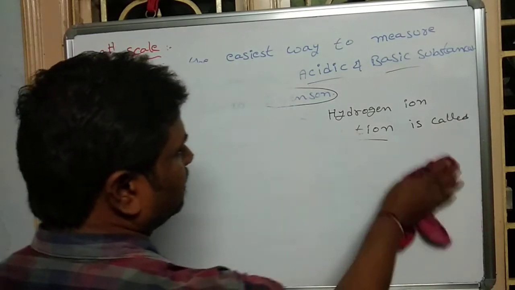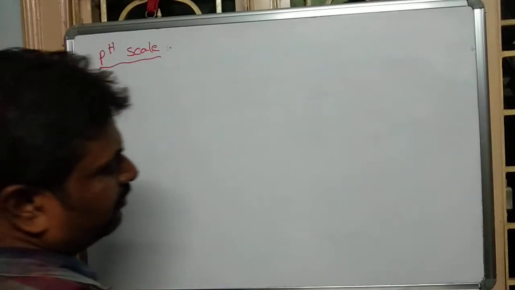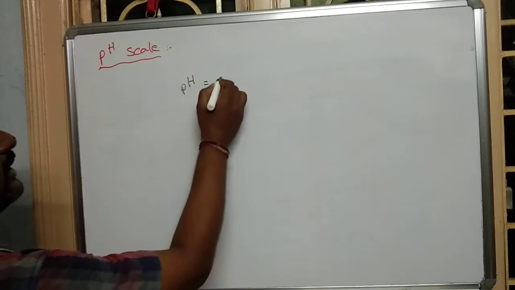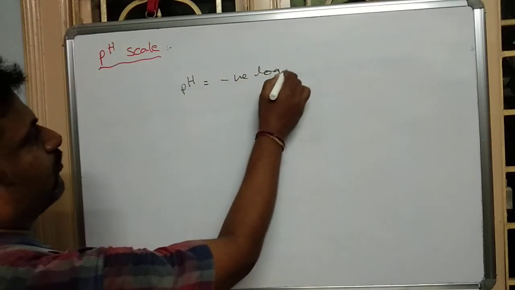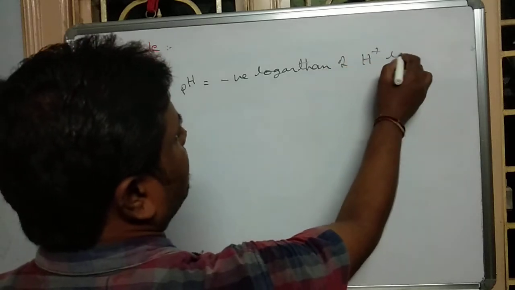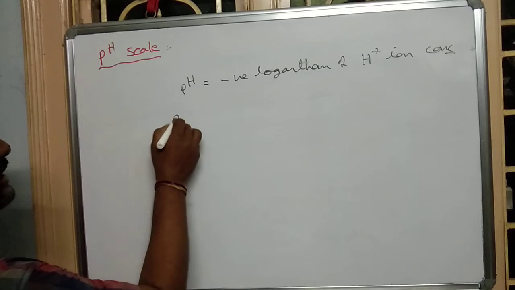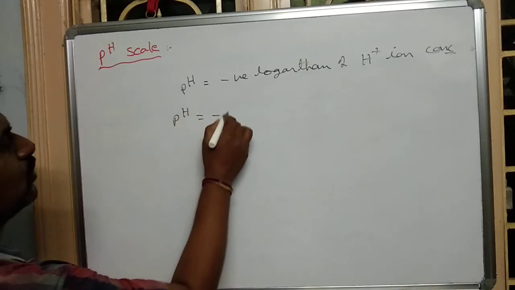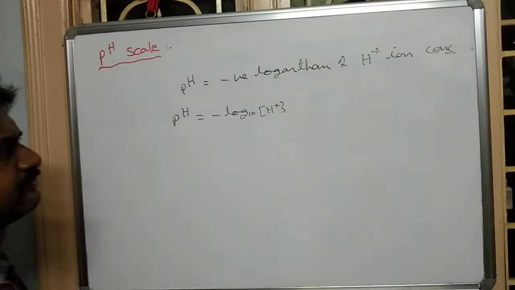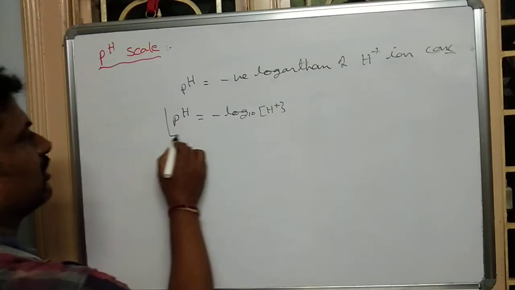So the definition is the negative logarithm of H plus ion concentration. pH is equal to the negative logarithm of H plus ion concentration, that is called the pH. Mathematically, it can be written as pH is equal to minus log of H plus ion concentration. This is called the pH.